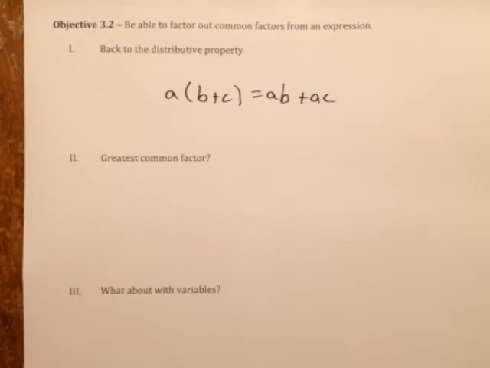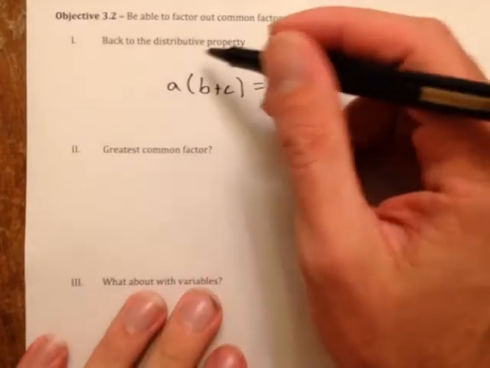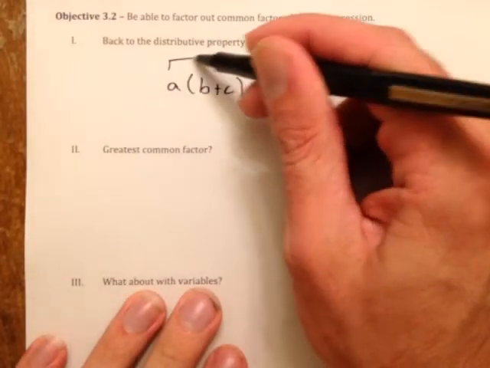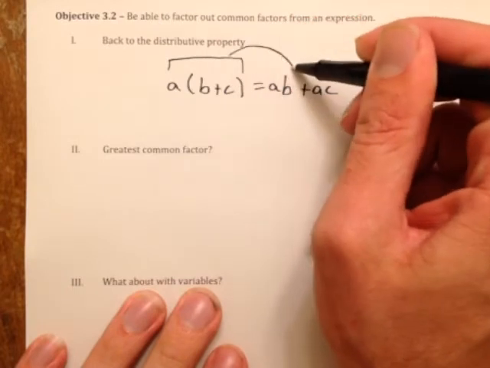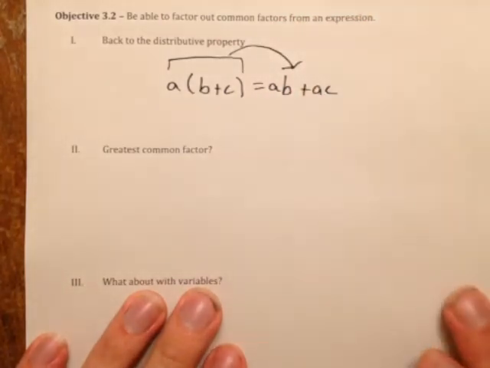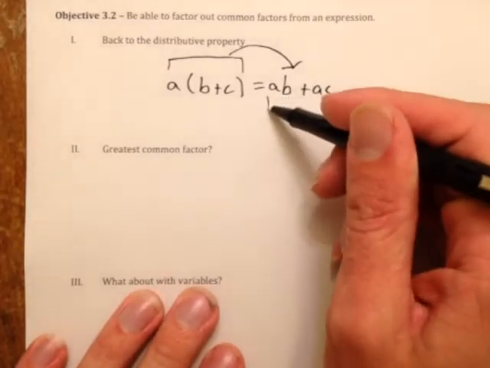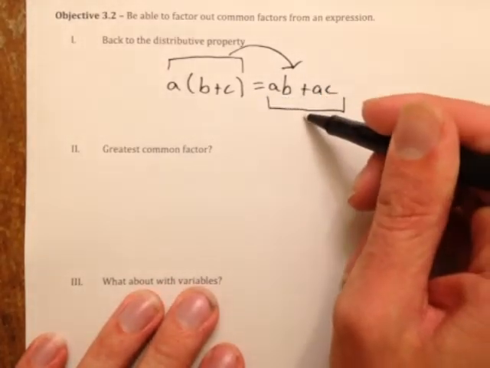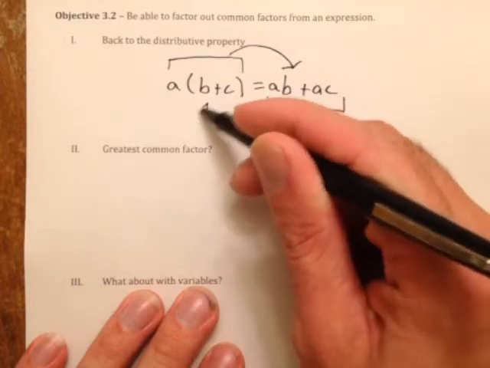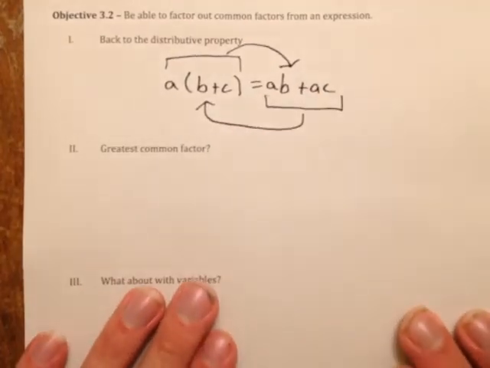So let me ask you this. We've been going kind of one direction on this. We've been taking this left-hand side and turning it into the right-hand side because that's what fit our purposes. We're able to write a simpler expression that way, able to simplify better that way. But what if we wanted to go the other way? What if we wanted to take this right-hand side and turn it back into the left-hand side?